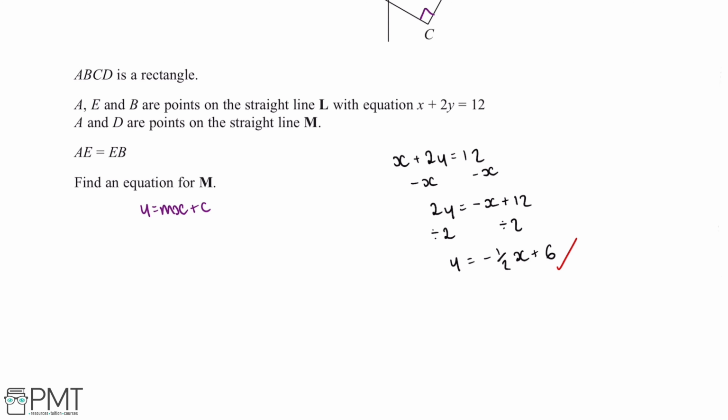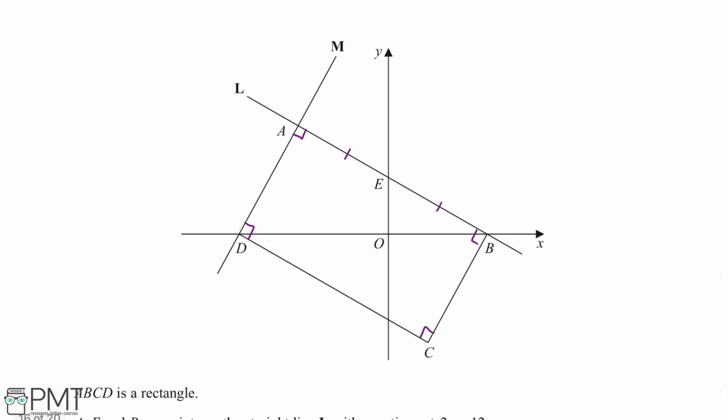Now what this tells us about line L is that the gradient of it is negative a half and the y-intercept is 6. So we can mark on that point E is 6 as this is the y-intercept. So as we can see, line L and line M are perpendicular to each other because of this right angle. Now when two lines are perpendicular to each other, their gradients multiply to make negative 1.